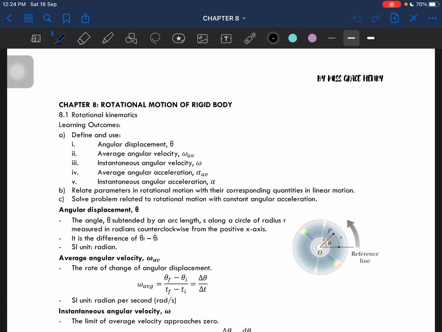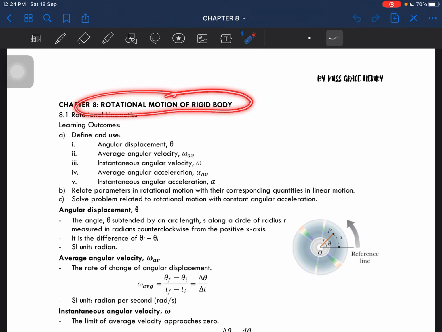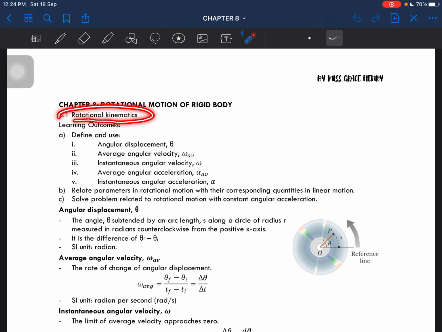Hello everyone, welcome back. So today we will be entering chapter 8, which is on rotational motion of rigid body. In this chapter there are 4 subtopics, and the first one is on rotational kinematics.